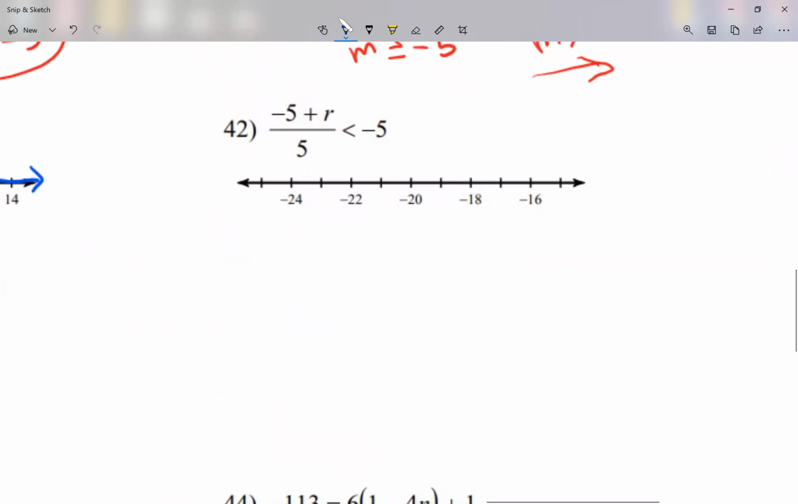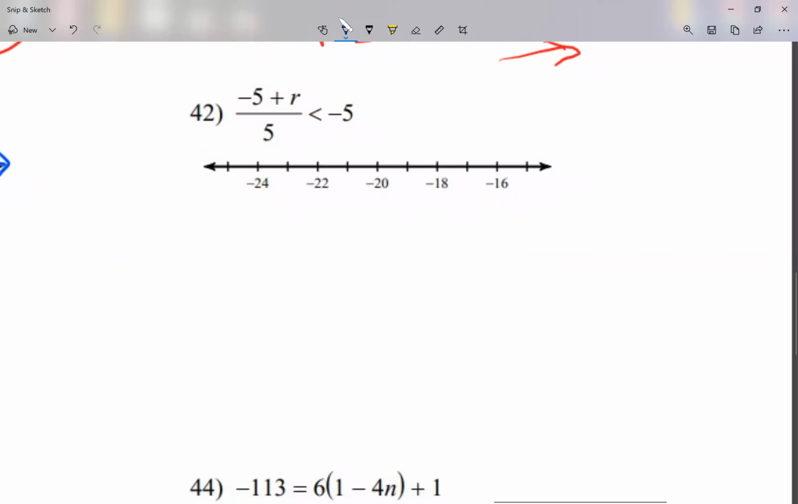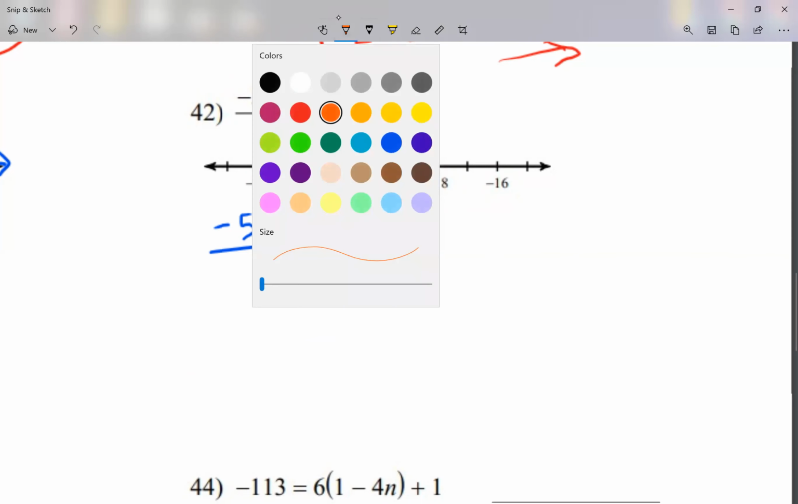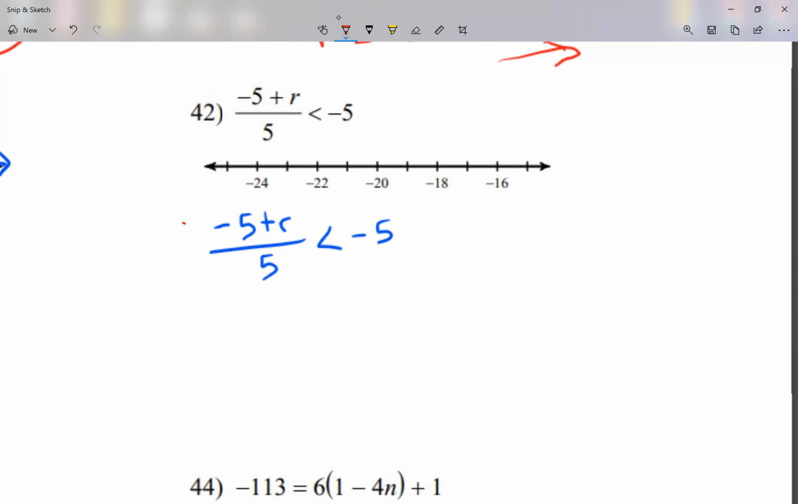Lastly, let's take a look at number 42. The letter is on the left side, so that's good. I'm just going to copy it here. Negative 5 plus r all over 5 is less than negative 5. Okay, the letter has to be on the left side, so we're good. I'm going to get rid of the fraction. My fraction has a 5 at the bottom, so let me multiply the left side and the right side by 5, because that way these 5s cancel out.